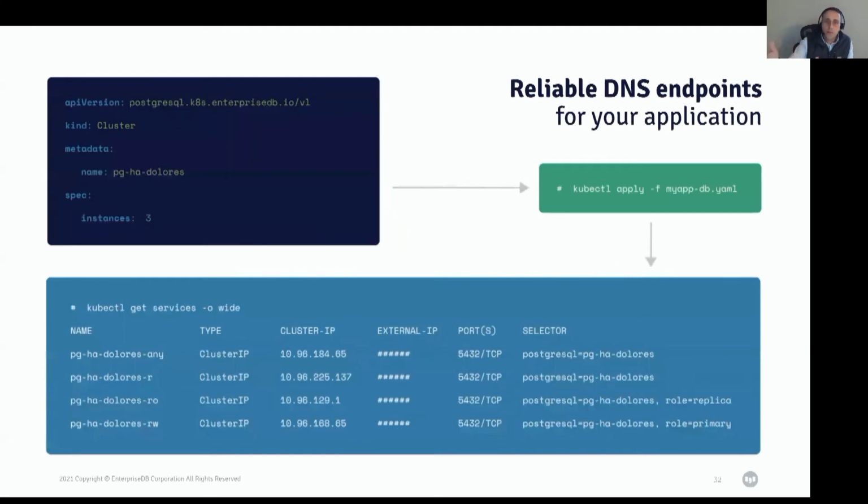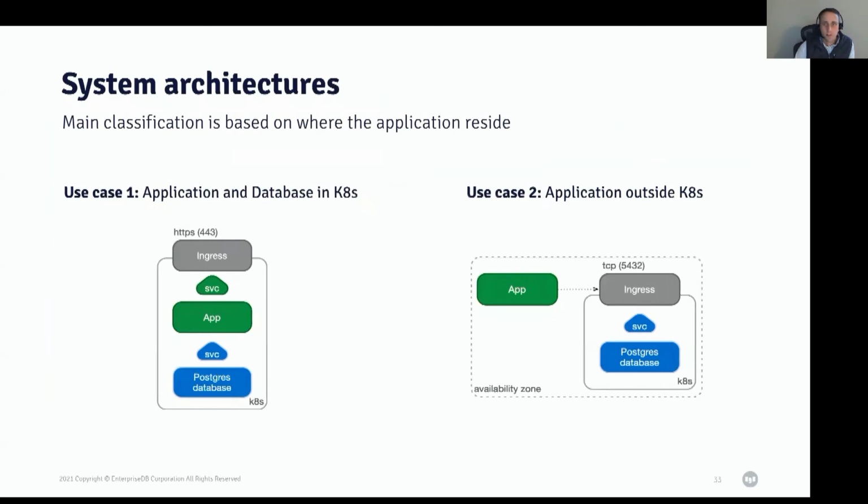Here's another visual. On the top left box, we have our deployment manifest with a logical cluster name, pgha-dolores, and instances: 3. This manifest gives us one primary and two hot standbys. Once we create the cluster, we're going to have a list of services here that are created automatically. And no matter what happens in the cluster, the services will always route to the appropriate Kubernetes pod.